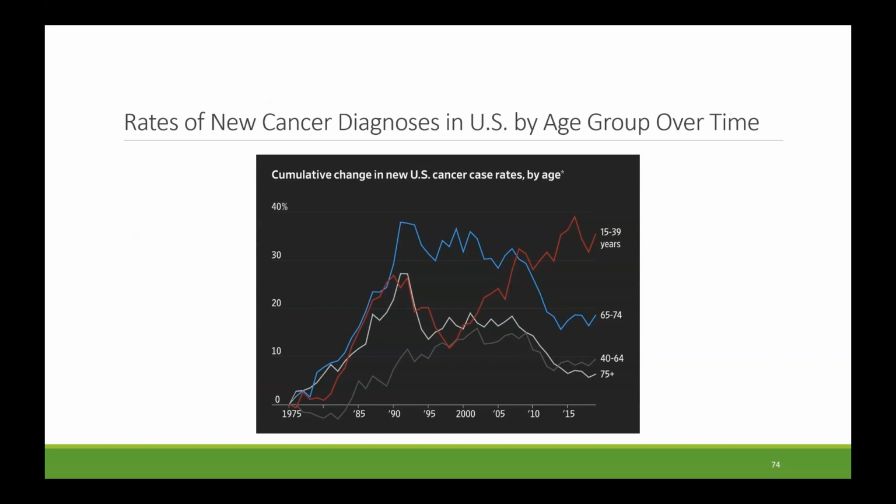This graph shows how much the rates of cancer diagnoses have changed over time in different age groups between 1975 and 2020. So the lines are color-coded by age group, and if the line is going down, it means that age group is being diagnosed with less cancer, and if the line is going up, it means that age group is being diagnosed with more cancer.